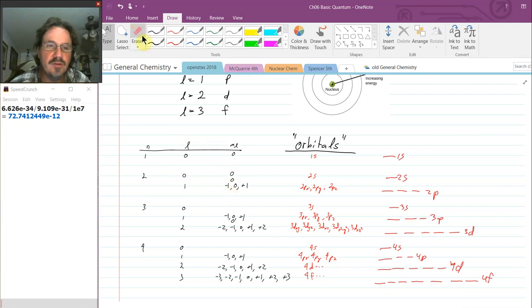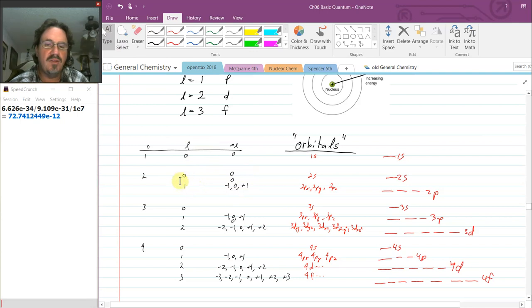Where did that extra little 0 come in? I had this in my notes here. Oh, and I just totally erased it. Let me back that up. Okay. Anyway, if L equals 0, then M sub L has to be 0 only. Ignore this little extra 0 there in the middle.